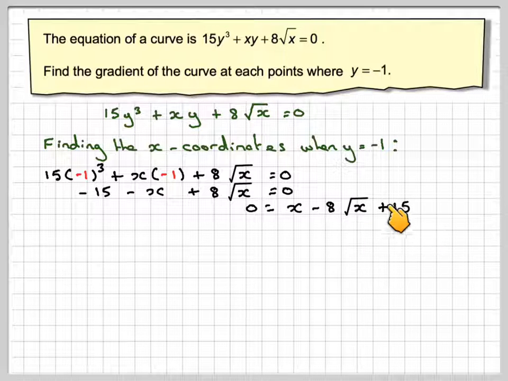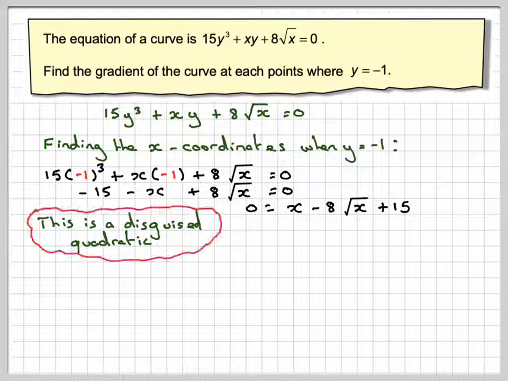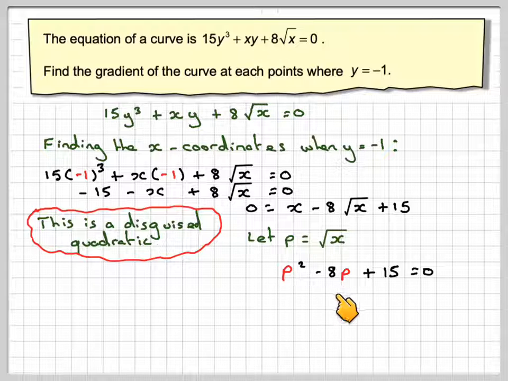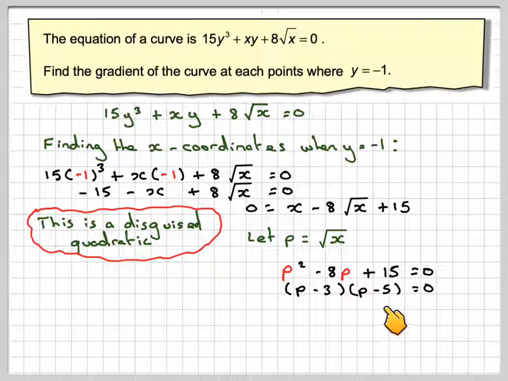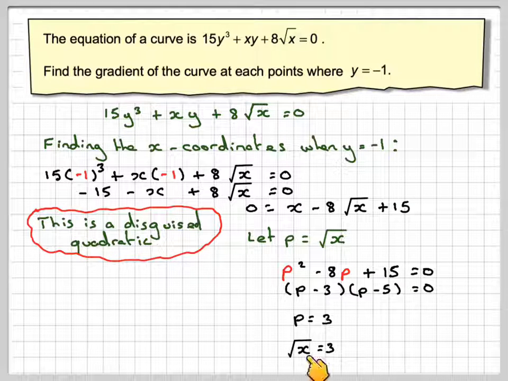Now this is what's known as a disguised quadratic. So if I let p be equal to square root of x, the middle term here, the equation will become p squared minus 8p plus 15 is equal to 0. And you can see that's a quadratic. This factorizes quite nicely. The factors are going to be minus 3 and minus 5. And then solving it, we're going to get p is equal to 3. That means because p was root x, root x is equal to 3. Therefore, x is equal to 9.